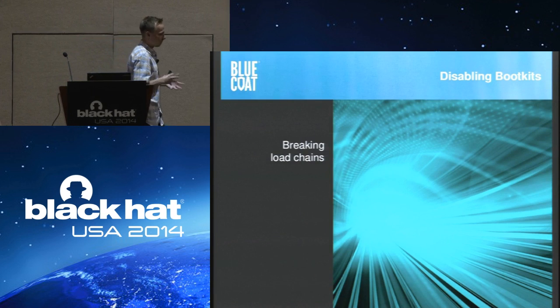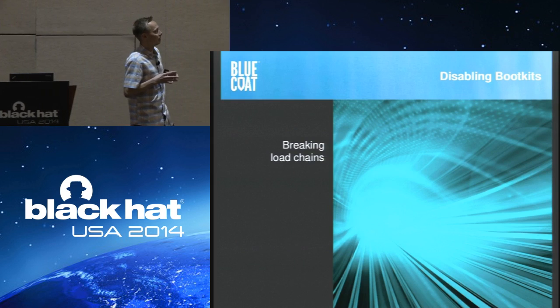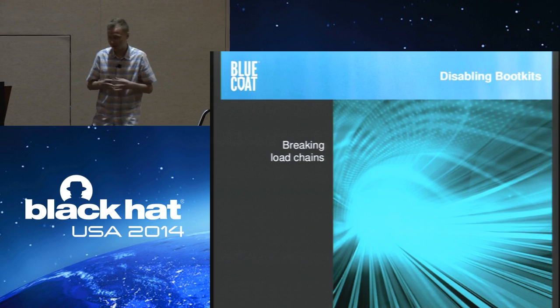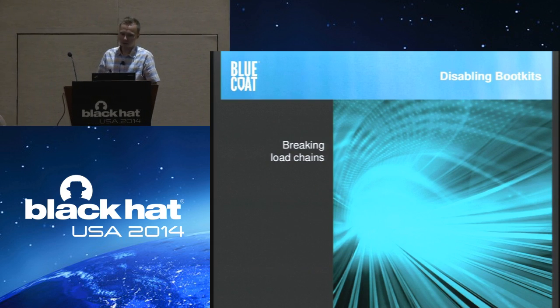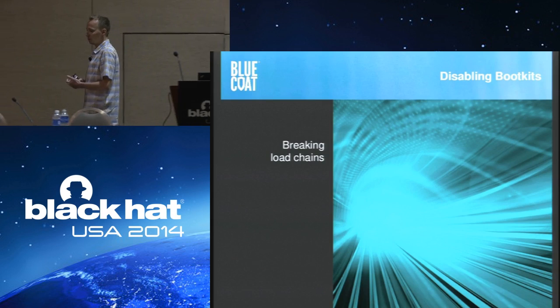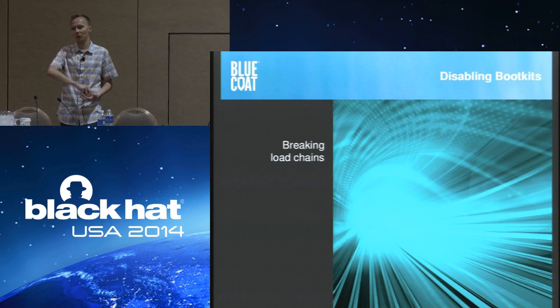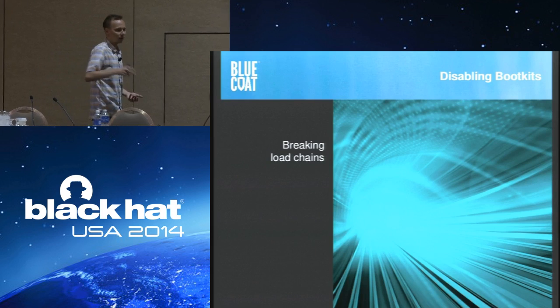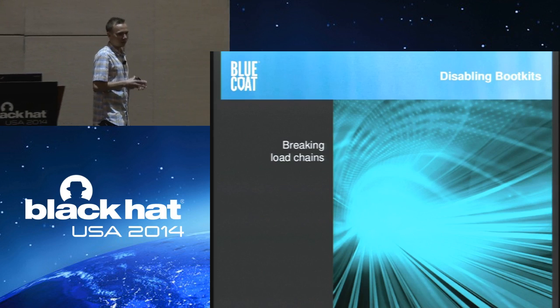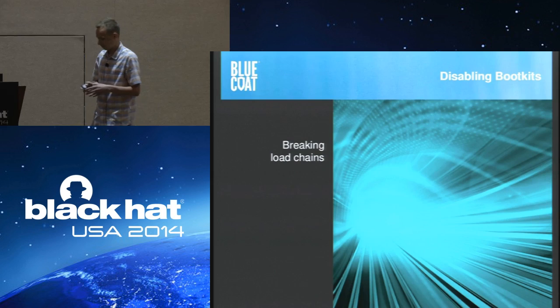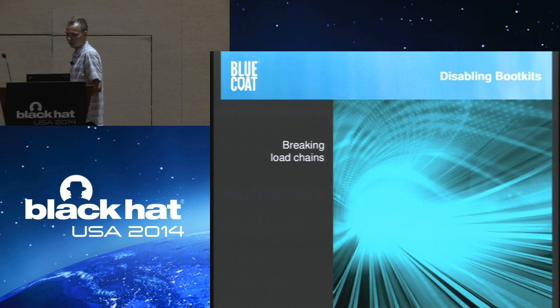So combining these 3 techniques is really, really successful. It's really good at detecting bootkits. But it's also useful for actually disabling the bootkit as well. If you want to regain control of a compromised system, what you need to do is prevent the malware from loading during boot time. And that goes for any sort of malware. For bootkits, this will mean that you need to break their load chain in some way. All right? So how do you do this?